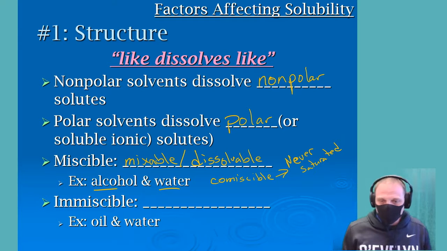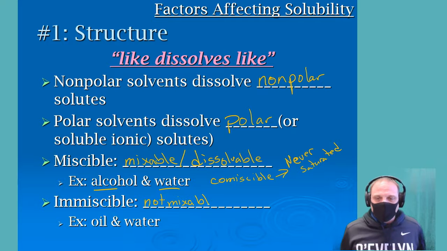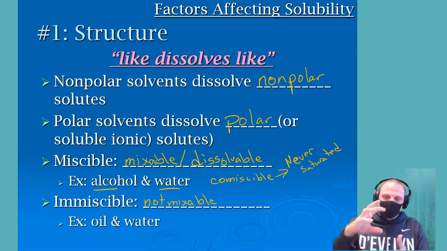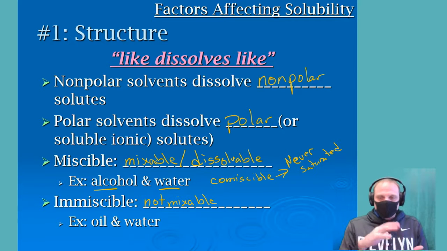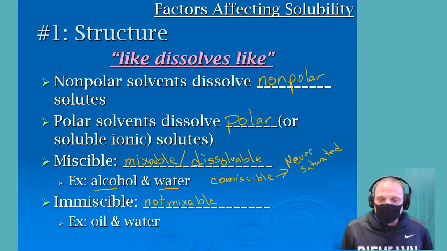Immiscible substances are not mixable. These guys are not able to mix, and at least not able to mix and stay mixed, right? It's like I could take oil and water, I could shake them up, and I'll create a whole bunch of little bubbles. But those things are going to basically separate out based upon their polarity, right? They're not going to stay mixable. They're not going to stay mixed together. And so this is not mixable or not dissolvable. They don't dissolve in each other. That's immiscible.